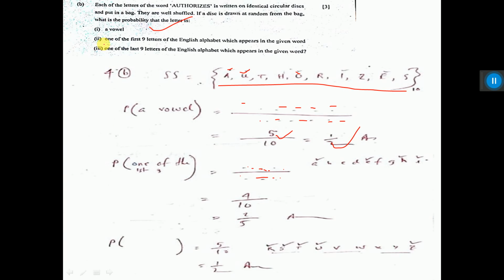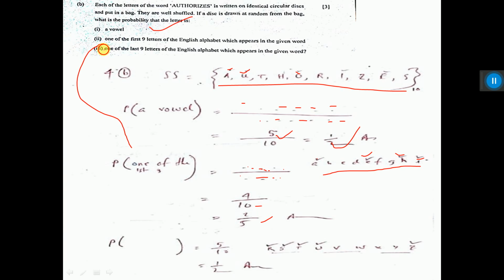And next, the second one: you have to write one of the first nine letters of the English alphabet which appears in the given word. So first you see here I have written A, B, C, D, E, F, G, H, I. Now you count the vowels: 1, 2, 3, 4. So it will be 4 by total number 10. So 4 by 10, that is 2 by 5, is the answer.